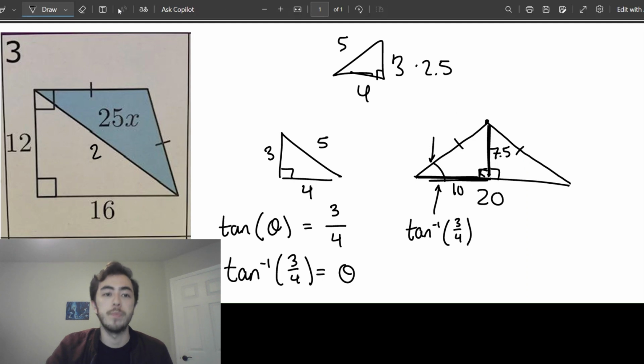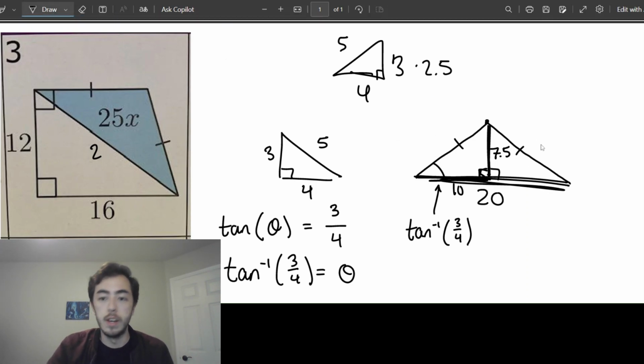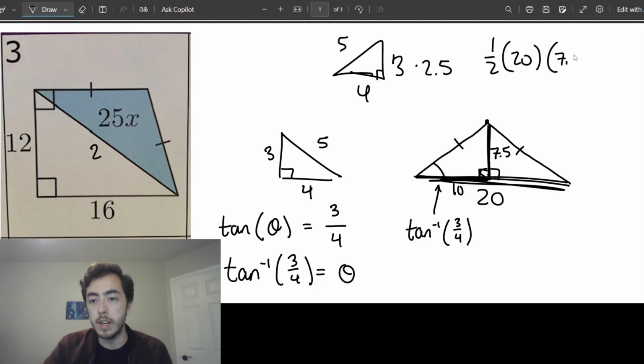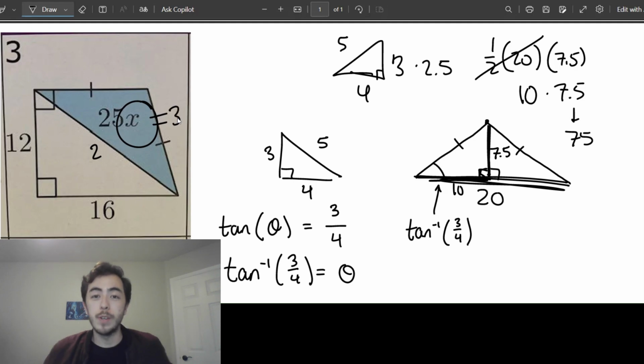There we go. And so now I know the base of the triangle, it's still 20. I know the height, it's 7.5. And so if I do 1/2 base times height, maybe let's simplify these ones and make it 10, and then multiplying by 10 is pretty easy here. So indeed, the whole area of the triangle is 75, and that must mean that x is 3 today. So there's my solution.